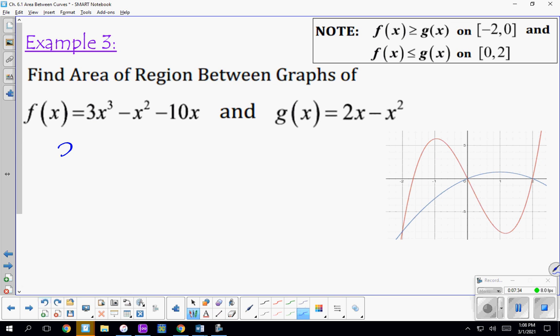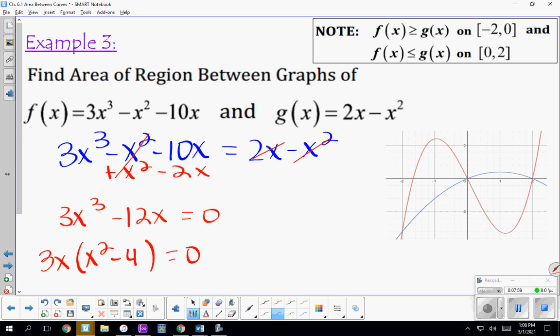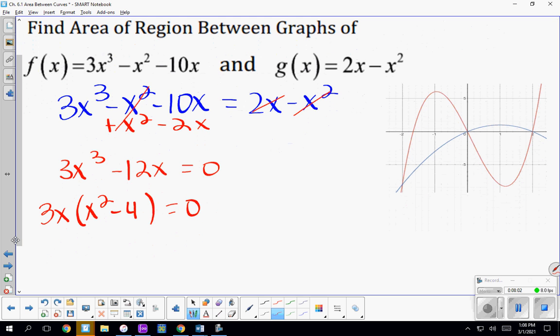So if we set these equal, we get 3x cubed minus x squared minus 10x equals 2x minus x squared. If I add x squared and subtract 2x, that gives me 3x cubed, those cancel, minus 12x equals 0. If I factor out 3x, I see that x squared minus 4 is my second factor. If I solve this, I see that I have solutions of 0 and plus or minus 2. So that's how we can calculate by hand where these cross.